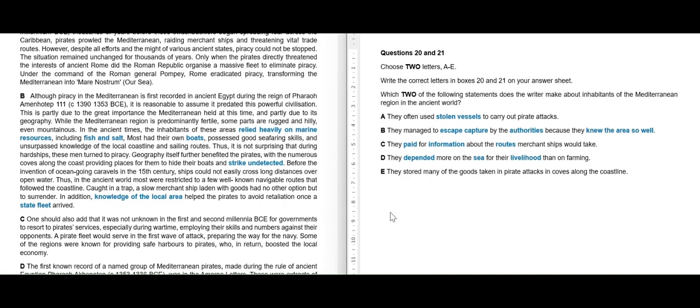Now, since we have found both the answers, there is no need to read the last option E. Not reading option E will help you to save and manage time in IELTS reading.